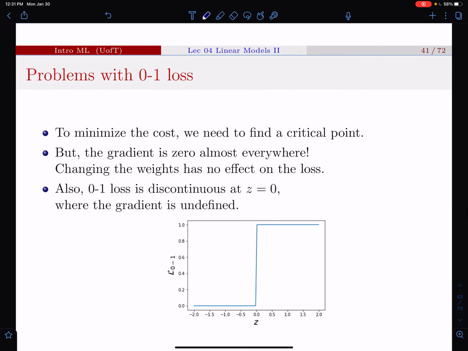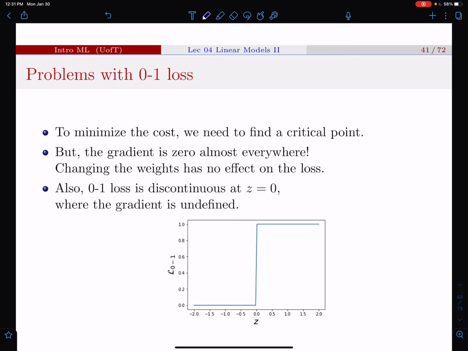To see why, if we want to minimize the loss function, we have to set the gradient equal to 0. But the gradient is actually 0 almost everywhere for this loss function. If we picture the loss function, when z is greater than 0, the gradient is 0. And when z is less than 0, the gradient is also 0. Remember, the gradient is just the local approximation of how the function is changing at a given point. At 0 itself it's actually undefined. Intuitively, you can see this as an infinite slope; it's discontinuous at z equals 0.